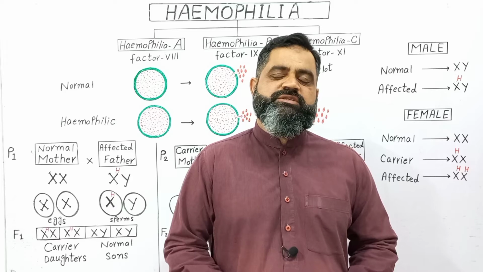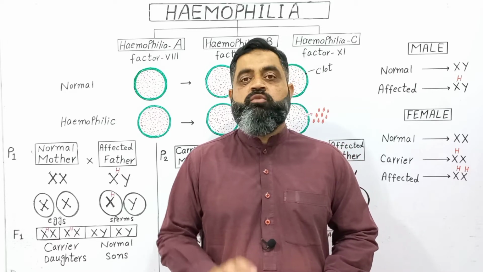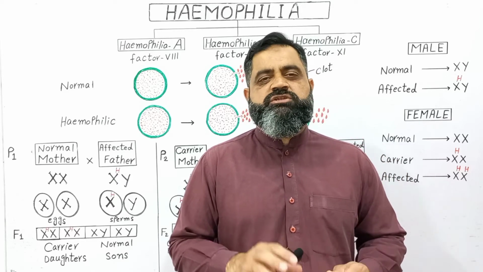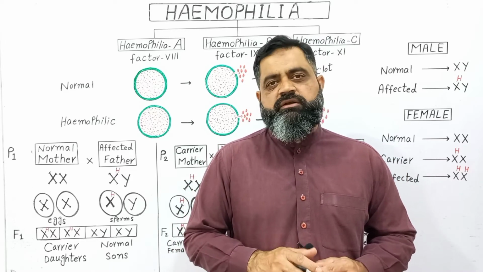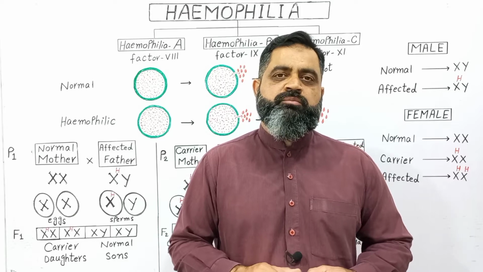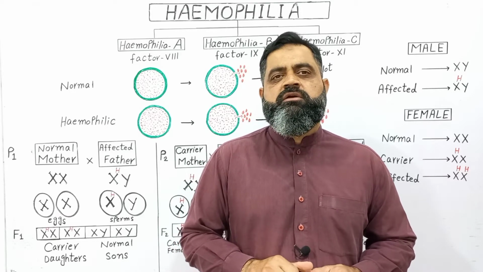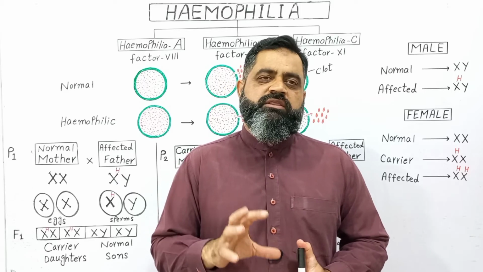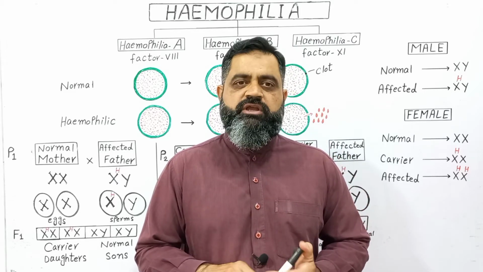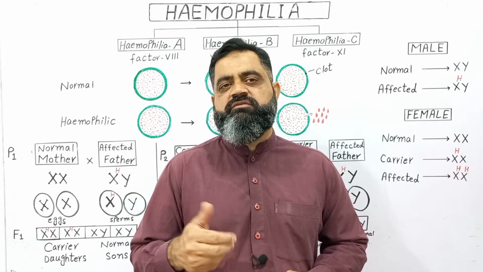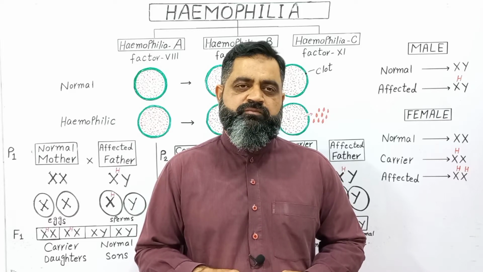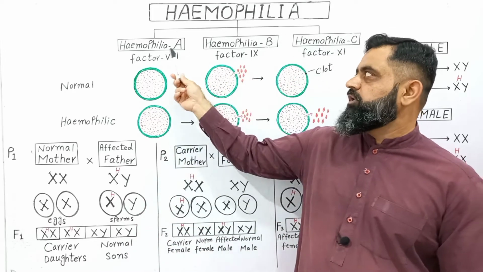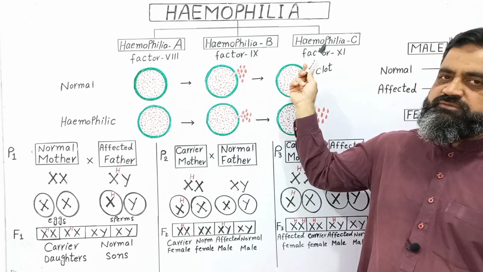Today we are going to discuss hemophilia. Hemophilia is a condition in which a person's blood does not clot properly, and through bleeding a person can die. If we look at the literal meaning of hemophilia, hemo means blood and philia, which comes from philic, means love. Hemophilia is basically of three types: hemophilia A, hemophilia B, hemophilia C.